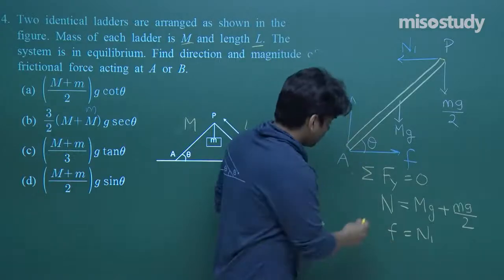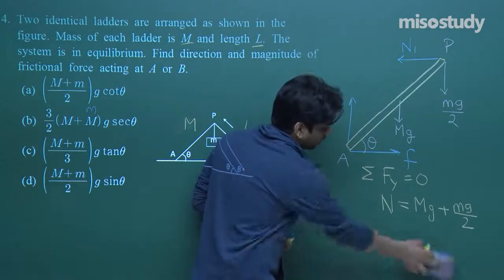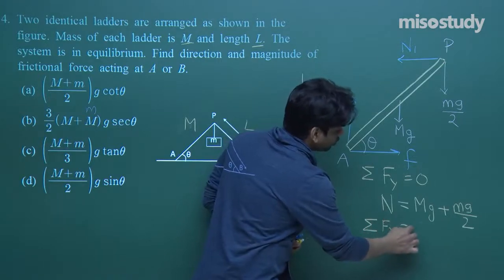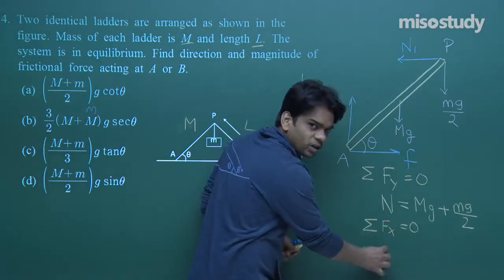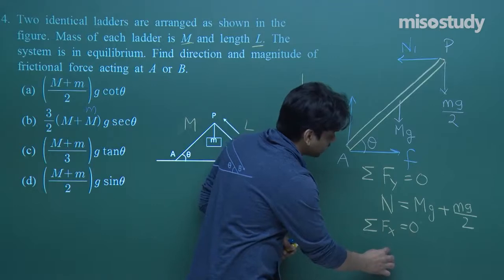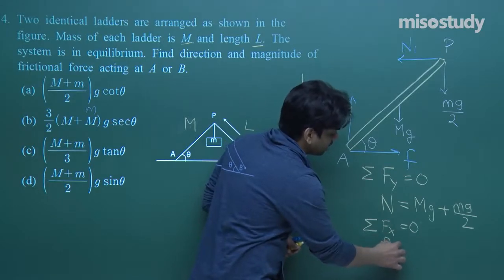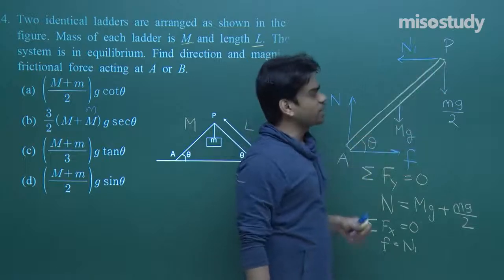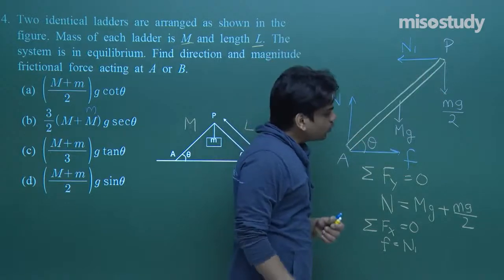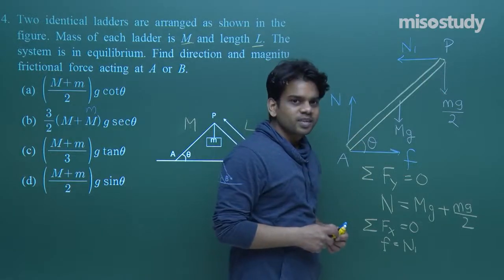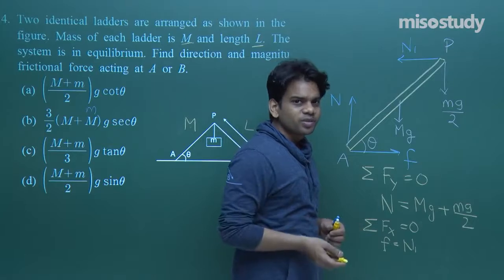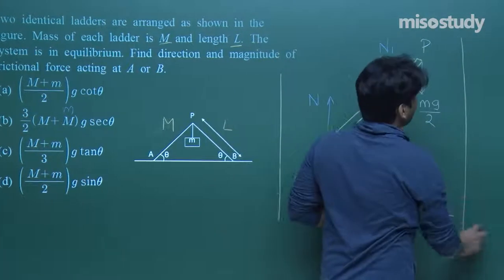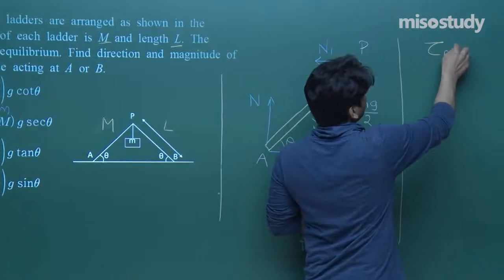Next, for the horizontal, I have not written that sigma Fx should be equal to 0, and from here I believe you all can clearly see up to this end. So we can write that F, the friction force, should be equal to N1. Now after all this, let's see the rotational equilibrium. The net torque acting about this point P should be 0.